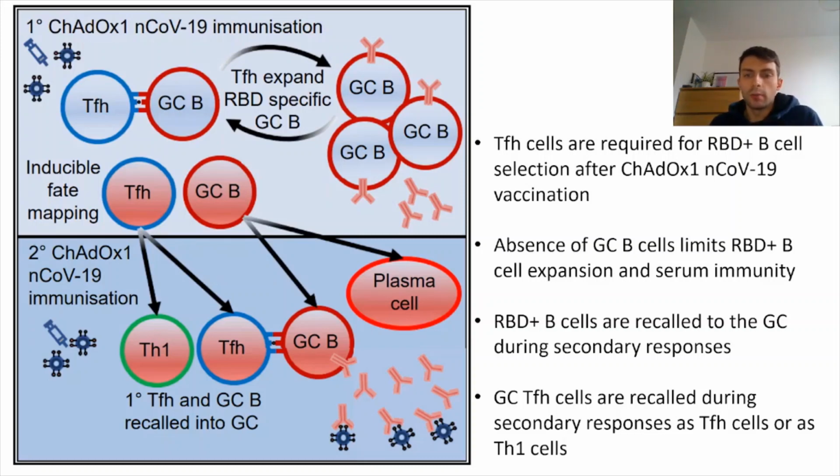We show that RBD-specific B cells are recalled to the germinal center during secondary responses. We did this using our S1PR2 labeling system. And we showed that GC Tfh cells are recalled during primary responses either again as Tfh or they can be recalled as Th1.